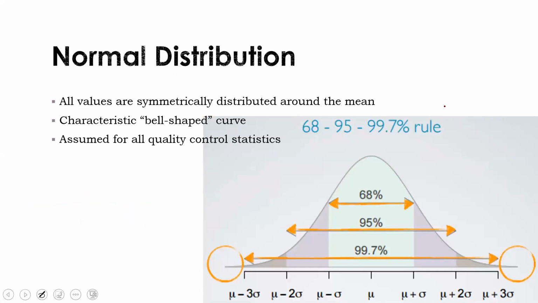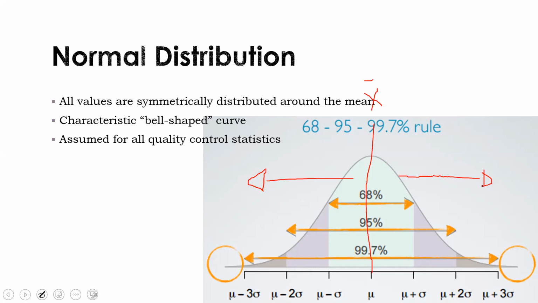ang normal distribution curve. So, in a normal distribution curve, this is your mean. In a normal distribution curve, dapat symmetric siya. Kung anong meron dito sa left, yun din ang meron dito sa right. Symmetric nga siya, diba? It should have a bell-shaped curve, and yan. It follows a 68, 95, and 99.7 rule. Ano yung ibig sabihin ng 68, 95, and 99.7 rule?